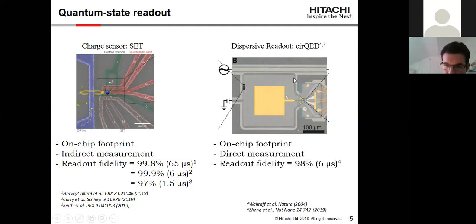But you can see that, for example, this resonant method that involves a resonator, as you can see here in this picture, occupies some substantial footprint.